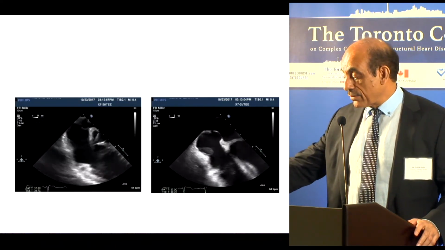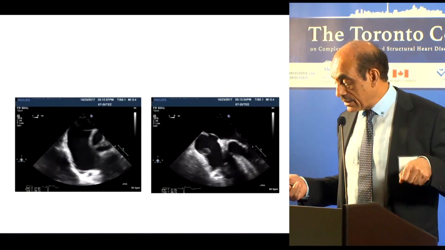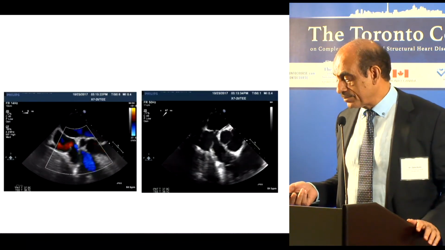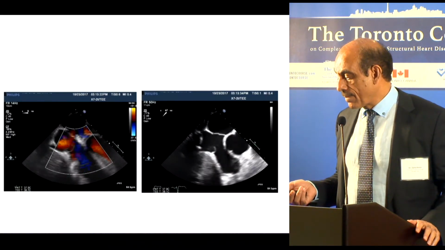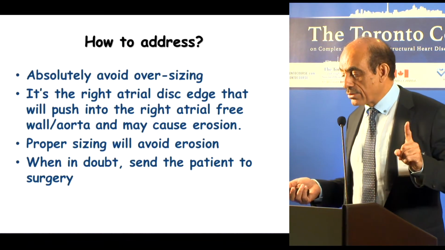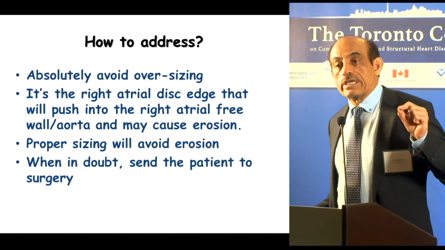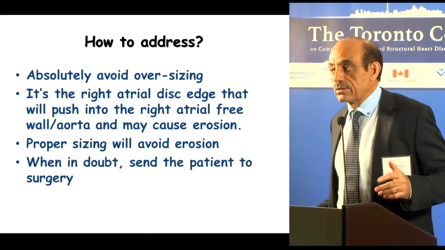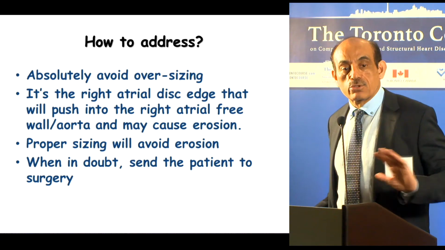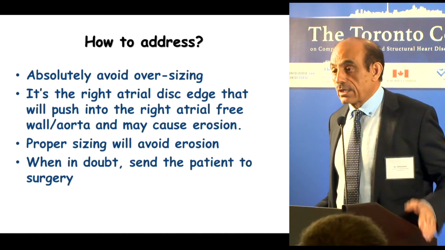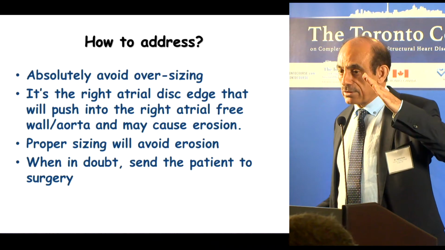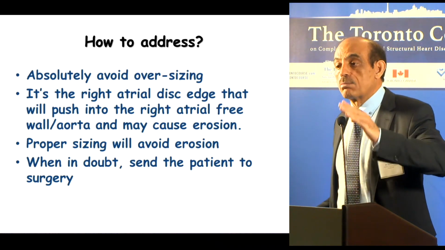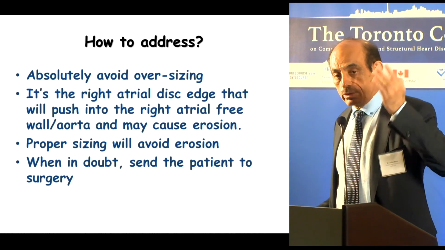In this 0-degree view, when you push the TE probe a little bit, pull it back a little bit, and the aorta starts coming into view, it looks totally fine. So now how to address this? This is a particular case you really should never ever oversize. Adding 1 millimeter or something is absolutely the most ridiculous thing to do, because the right atrial disc, even with the slight malalignment, is going to tilt, and the right edge of the right disc is going to push on the aorta or the atrial free wall.